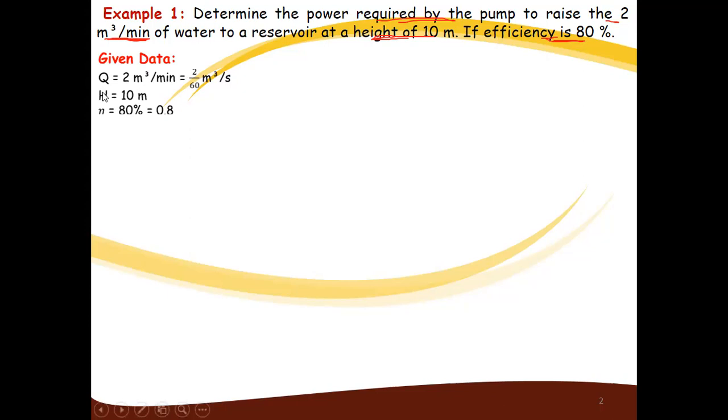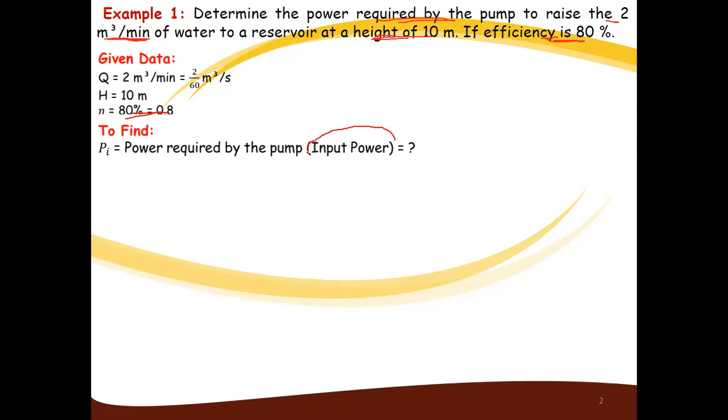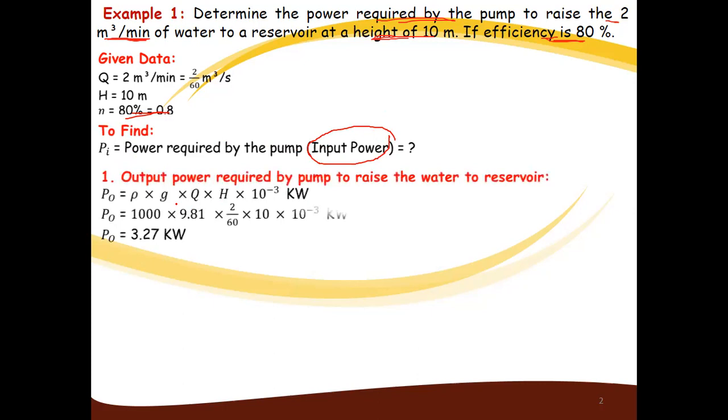Second, head, that is height is given 10 meter, and the efficiency of pump is given, that is eta is equals to 80%, which is nothing but 0.8. So this is 0.8 as efficiency. Now, next we have to find out the power required by the pump. That is nothing but we have to find out input power to raise this water at a height of 10 meter. So first, we will calculate output power required by pump to raise the water to the reservoir.